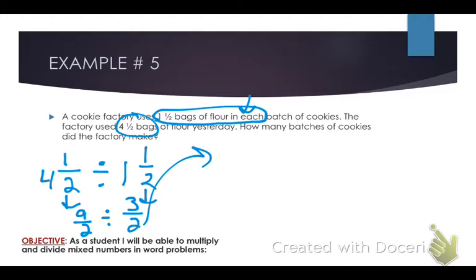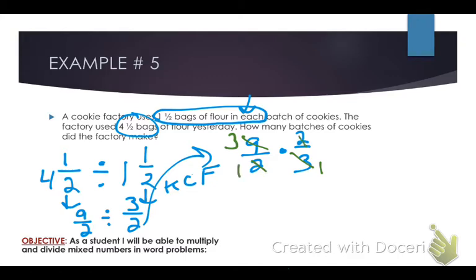Okay, we need to go ahead and keep, change, flip. All right. So we have 9 over 2. We keep. We change our division sign to a multiplication sign, and we flip or find the reciprocal of 3 over 2, which would be 2 over 3. Then we go ahead and pre-simplify if we can, and we definitely can. 9 and 3 have a common factor of 3. 3 goes into 9 3 times. 3 goes into 3 1 time. There's also a common factor for our 2's.